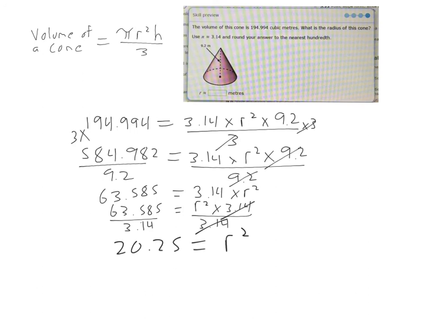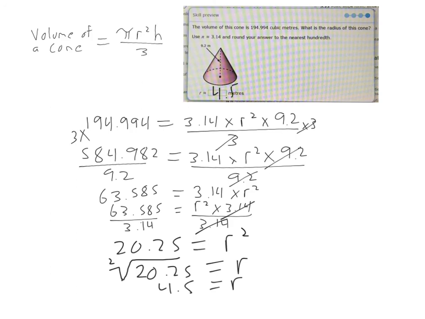So on your calculator, you're going to want to type in square root. It might have a little 2 over it. My one did. 20.25. And when I did that, it came out, which that equals the radius, and that comes out to be 4.5 equals r. So our answer is 4.5 meters.